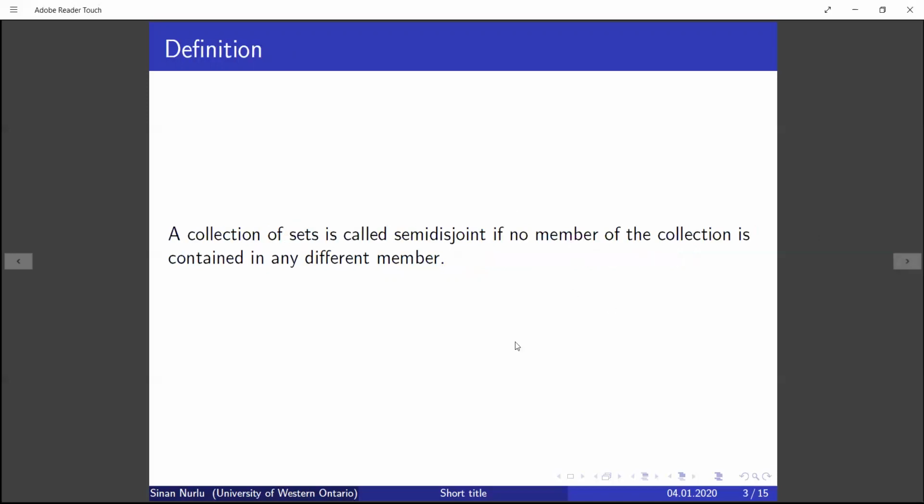All right, before we start, there's a very easy definition. Semi-disjointness. A collection of sets is called semi-disjoint if no member of the collection is contained in any different member. We know what disjoint means, but we are weakening that property by allowing sets to intersect with each other, but they cannot contain one another. That's what semi-disjoint means.